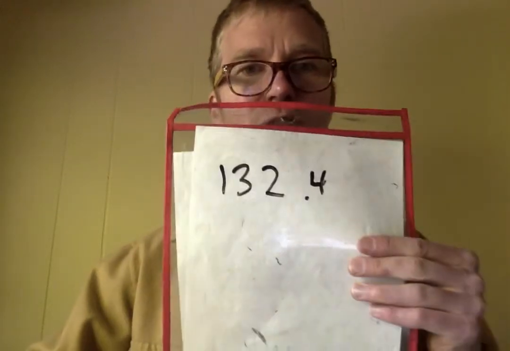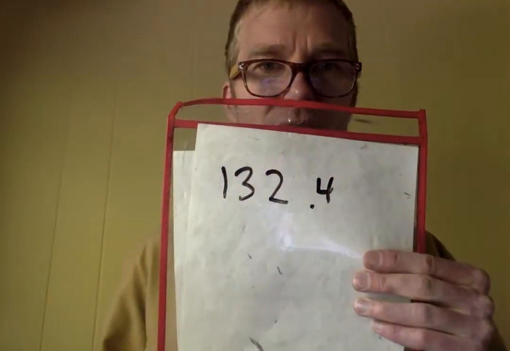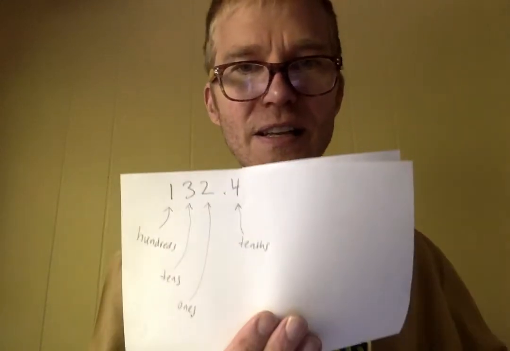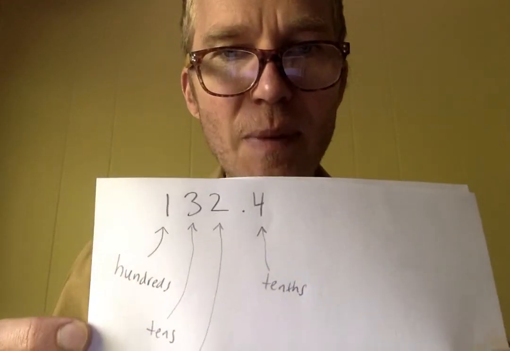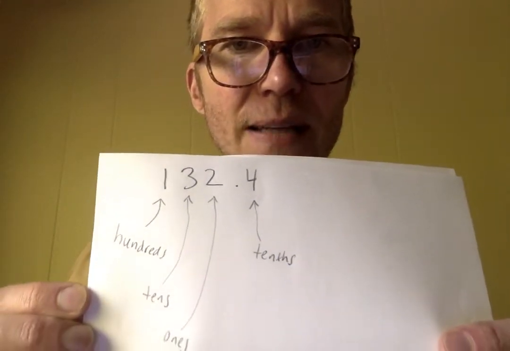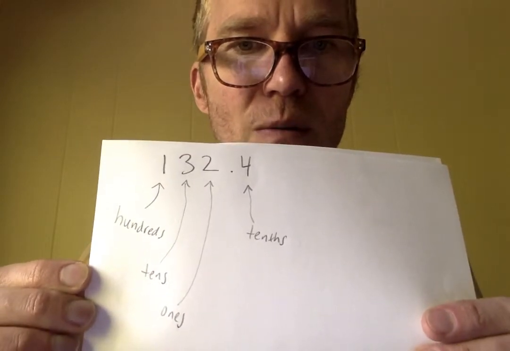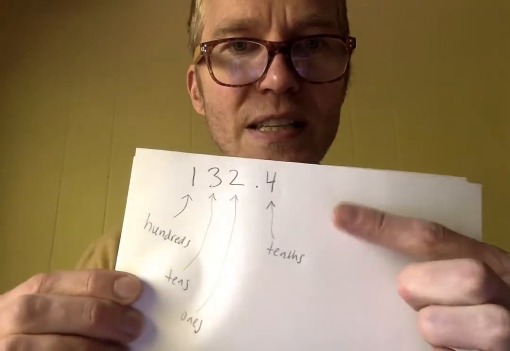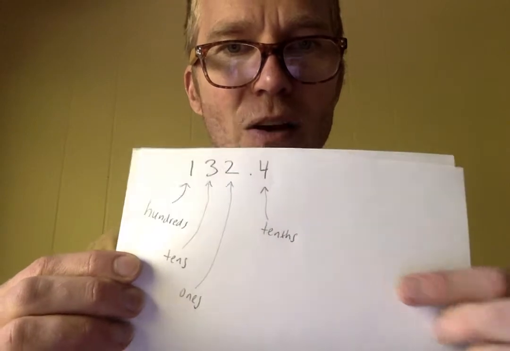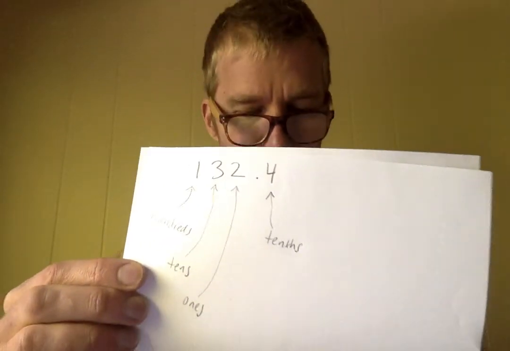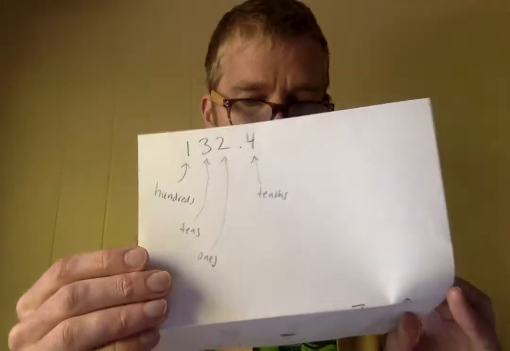What number is that? 132.4. 132.4 because the 1 is in the 100 spot, 3's in the 10 spot, 2's in the 1 spot, 4's in the tenth spot. 132.4. So it looks kind of like this when you see numbers like that.